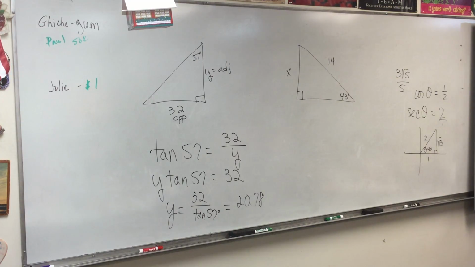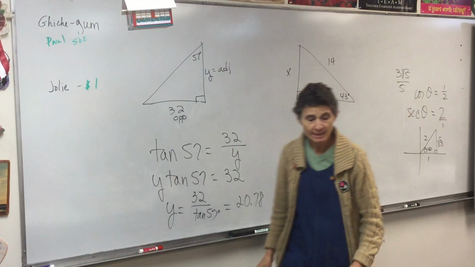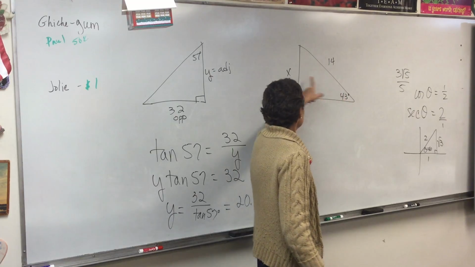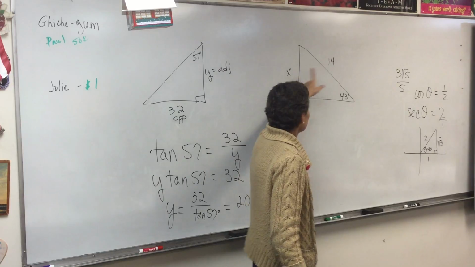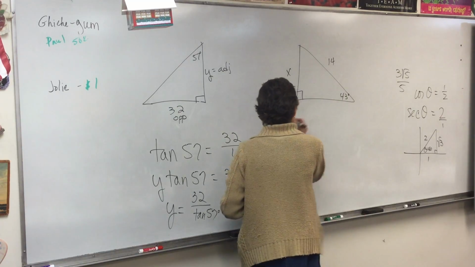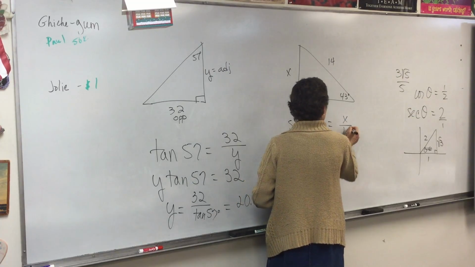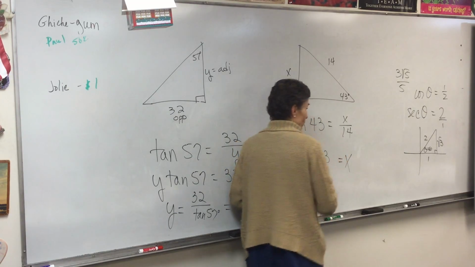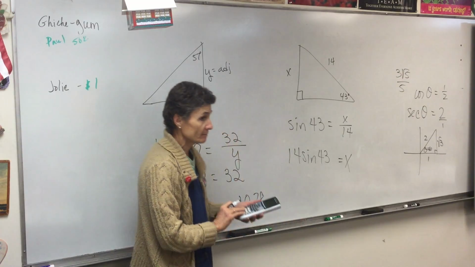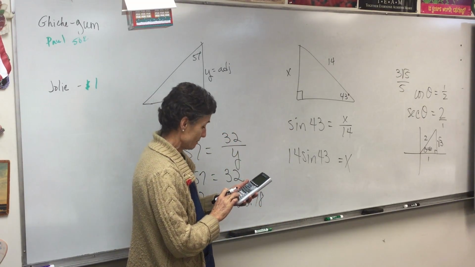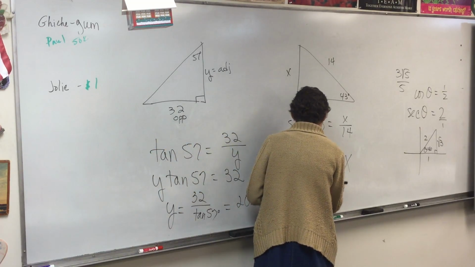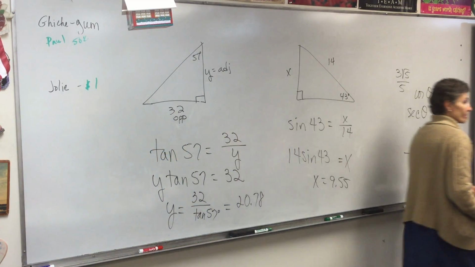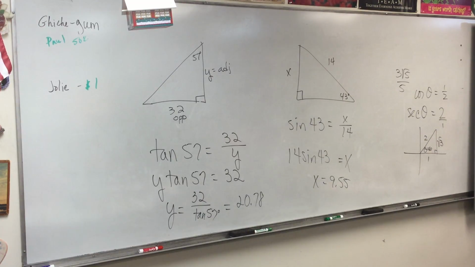Now, do you think we'll use tangent this time? No, you use sine. We're going to use sine because with regard to this angle, this is the opposite, and this is the hypotenuse. So sine 43 equals x over 14, opposite over hypotenuse. So x is 14 sine 43. Everybody still with me? So 14 sine 43, and I got 9.55. What about you? You got 9.5. I did. What did you get? That's good.